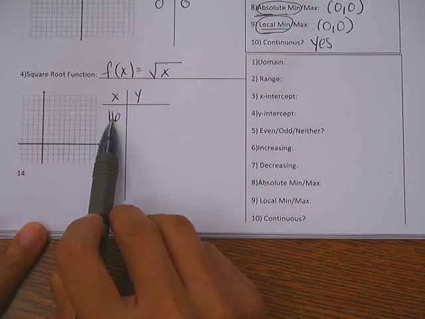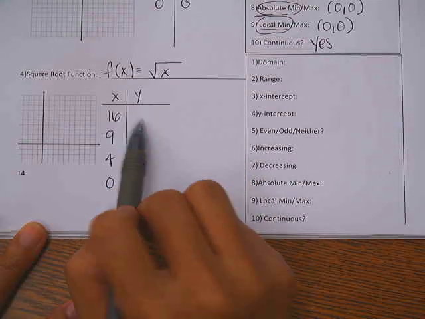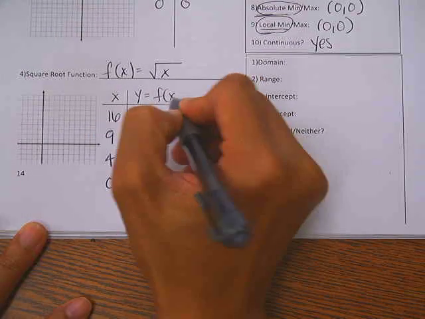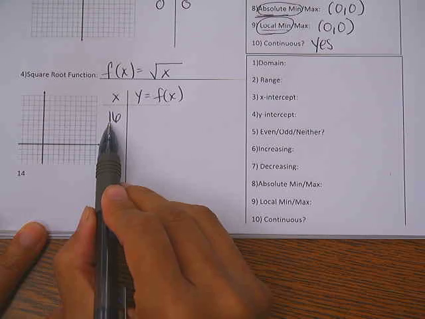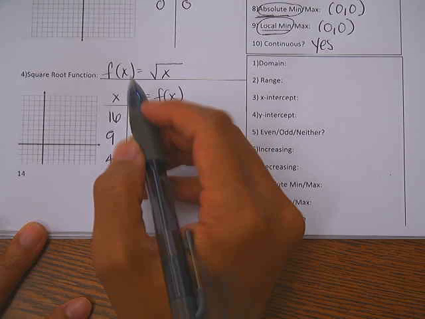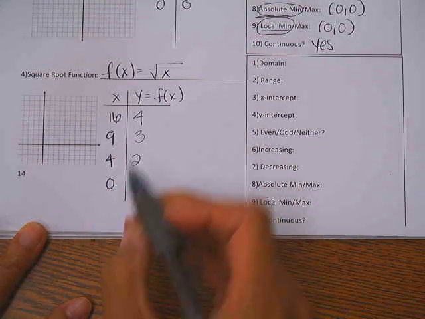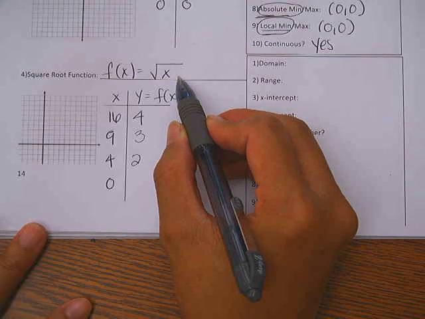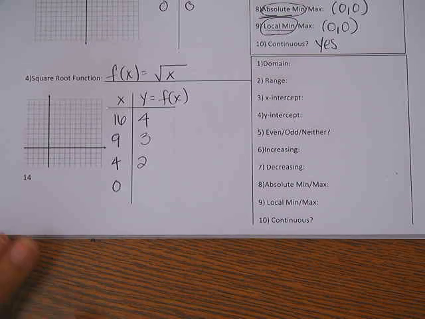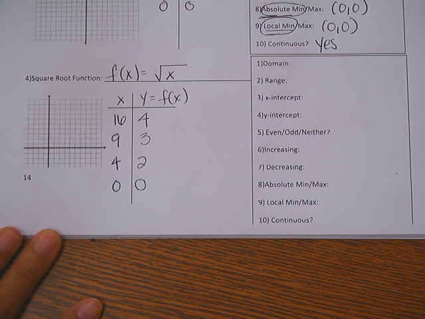When the input is 16, the output y is the same as f of x. Remember that? So the square root of 16 is 4. The square root of 9 is 3. The square root of 4 is 2. The square root of 0. Is it okay to have a square root of 0? Sure it is. The square root of 0 is 0. Okay, so now I have my inputs and my outputs.